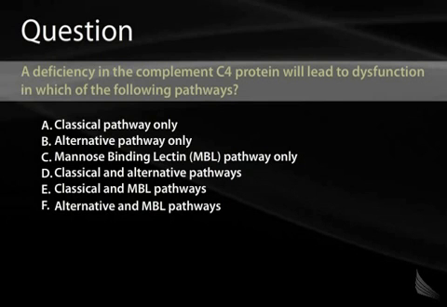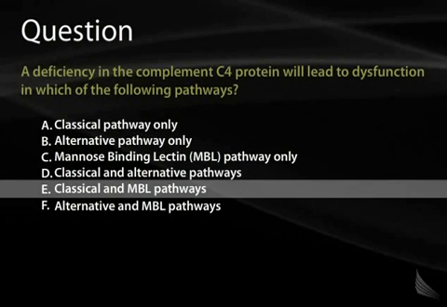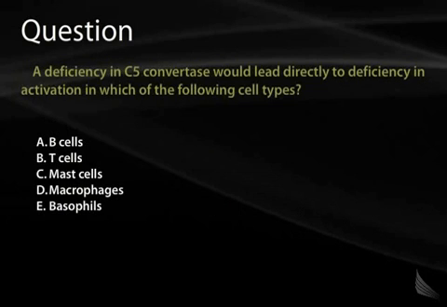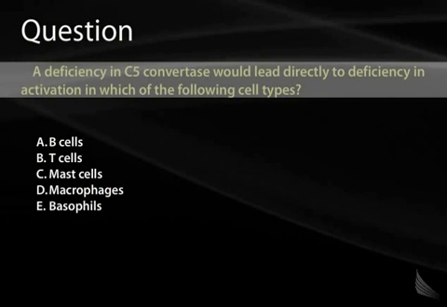So if you have a deficiency in complement C4, will you have a dysfunction in classical pathway? Yes, C4 is involved in the classical pathway. How about the alternative pathway? No, C4 is not involved in the alternative pathway, so you wouldn't have a dysfunction. And then C, the MBL pathway, would you have a dysfunction there? Yes, you would. So you would have dysfunctions in both classical and MBL, and that leads to the correct answer, which is E.